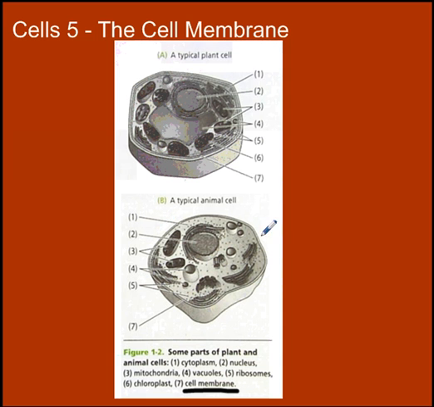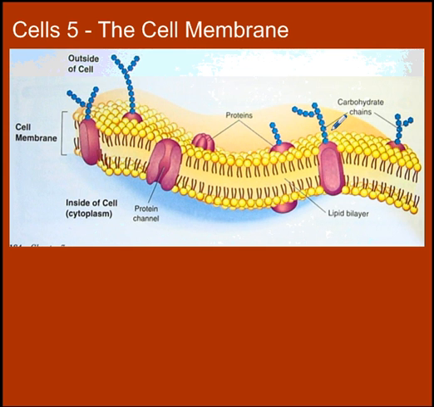The cell membrane is the very outer layer of this animal cell. Animal cells do not have a cell wall. Plant cells have a cell wall and a cell membrane. Animal cells are surrounded only by a cell membrane.